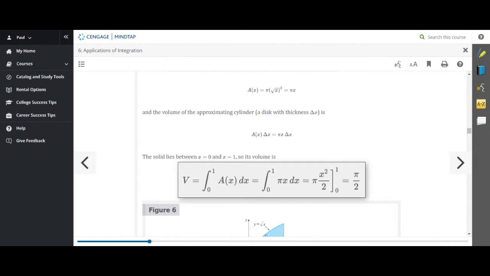Please let me know if you have any questions on that. That's right, Sandia. The square root of x is the radius. That's correct.